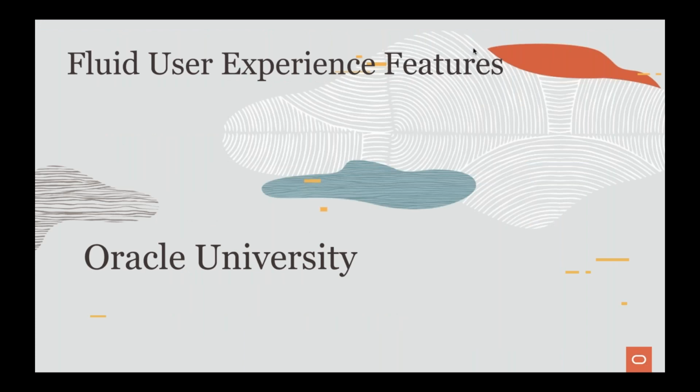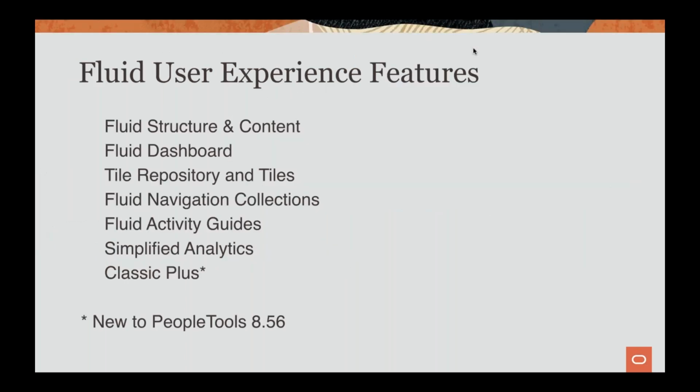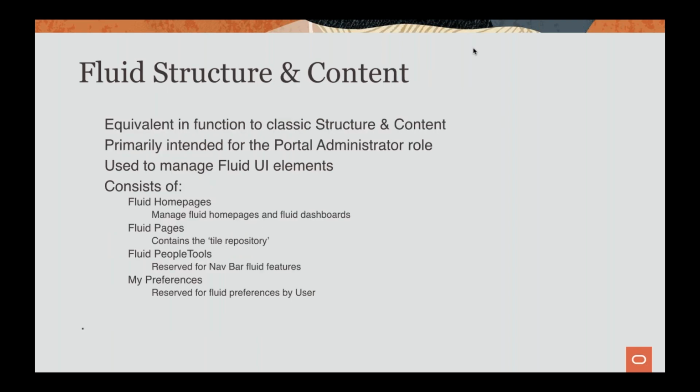So that's some of the terminology and the high-level definition of what's happening behind the scenes and what it looks like. Now let's take a look at the next step, some of the experience features that you're going to get. We'll look at structures and the content. We'll look at the dashboards. We'll look at the tiles and the repository they sit in, and we'll look at some of the collections for navigation, activity guides. We'll show you some of the analytics, and I'll also explain what Classic Plus is as well, because we need to know all about that. So again, we've tried to make it analogous to the Classic look and feel.